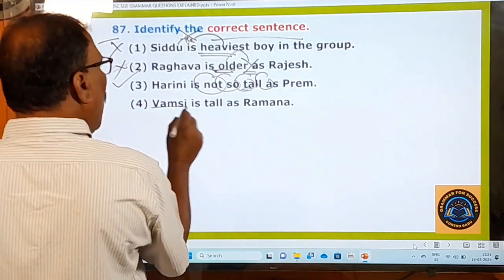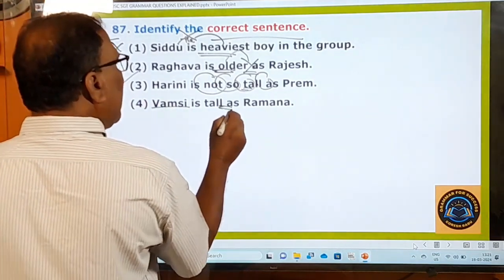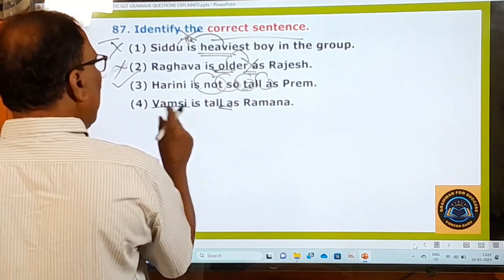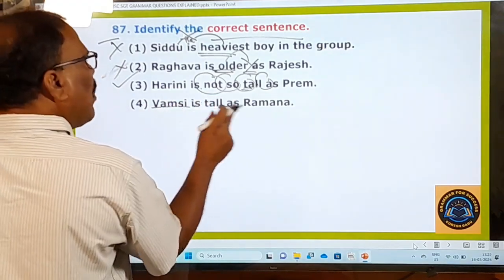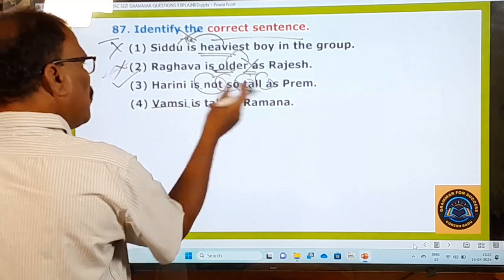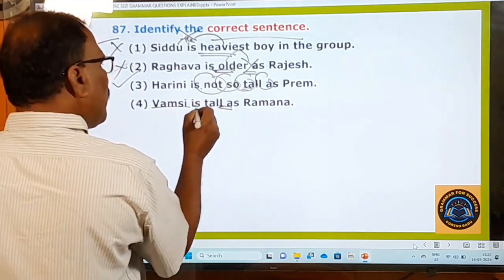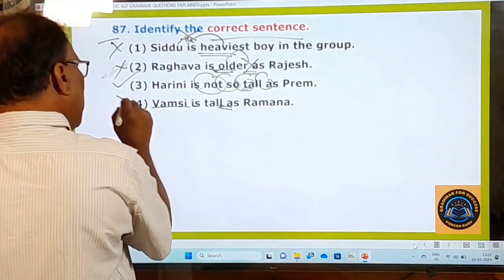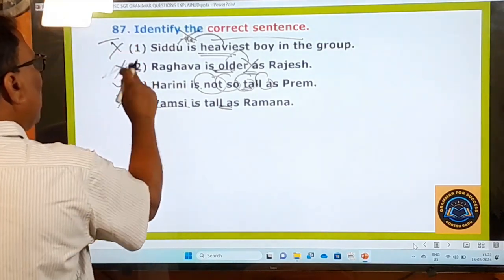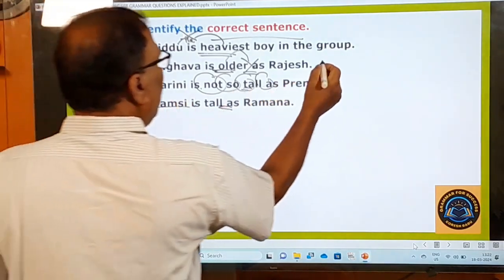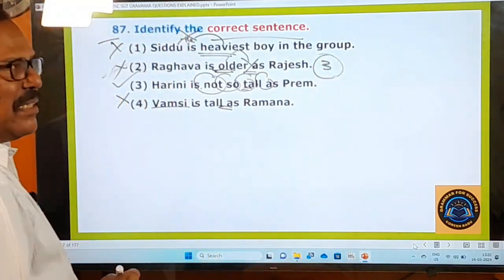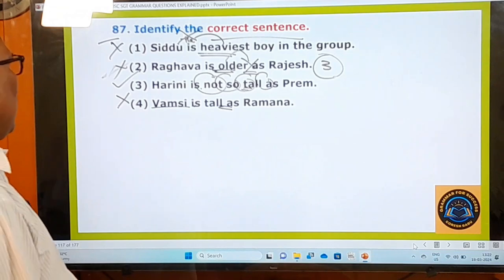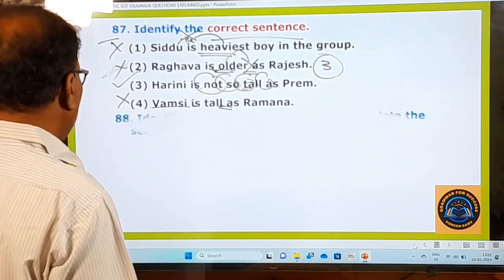And Vamshi is tall as, so as is there, but here one more as is to be used, not so or as. Okay, you can say Vamshi is as tall as Ramana. Vamshi is not so tall as Ramana. So here not so or so is missing, and that's why this is also wrong. So first one, second one, fourth one are wrong. Only the third one is the right sentence. Okay, grammatically correct sentence, right? And now let's go to the next question.